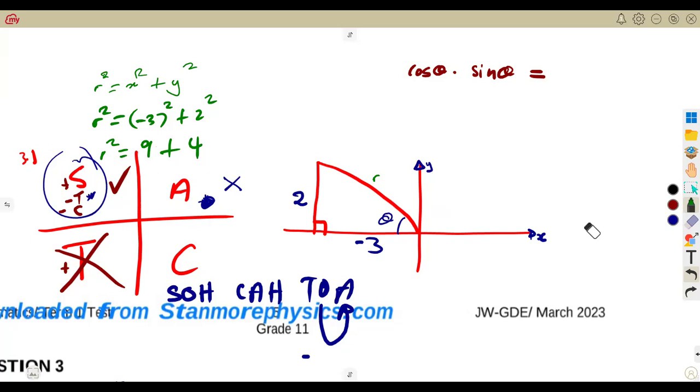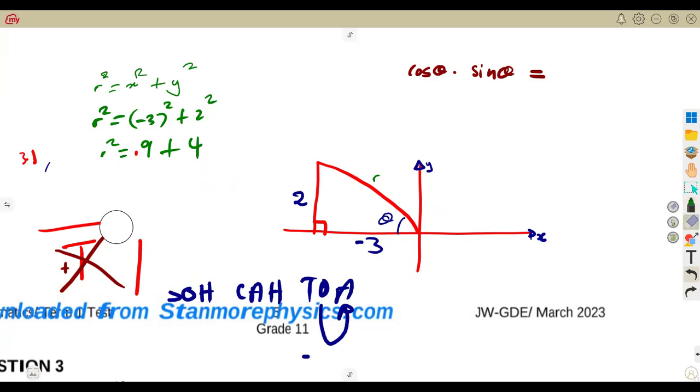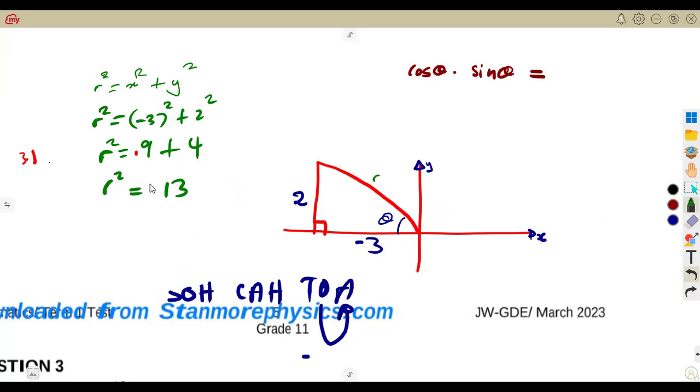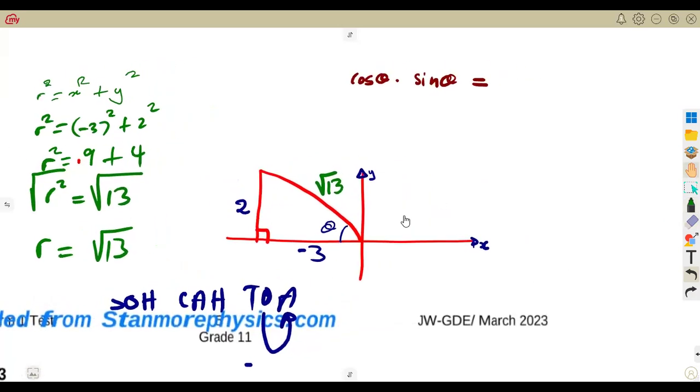All right, so that is 13 there. So our R squared is equal to 13, which is our hypotenuse squared. If the hypotenuse squared is 13, what about the hypotenuse? Introduce the square root. So that was going to give us the square root of 13. So here, our hypotenuse is the square root of 13. We used Pythagoras theorem to fill in our triangle. Then we can now complete the statement.